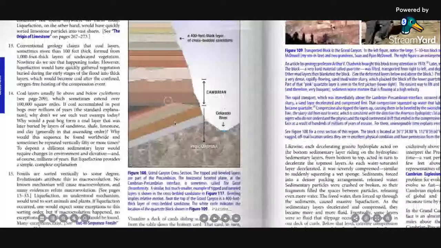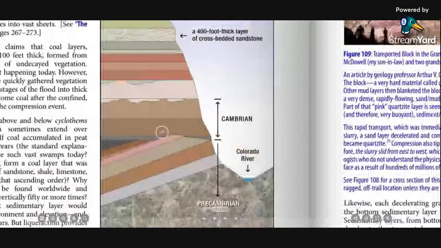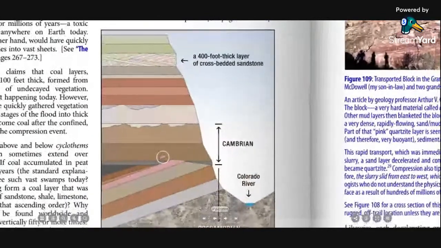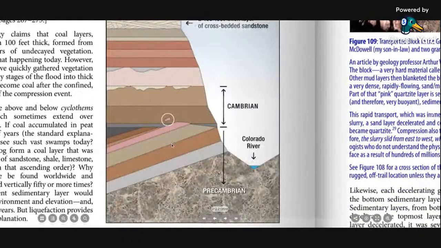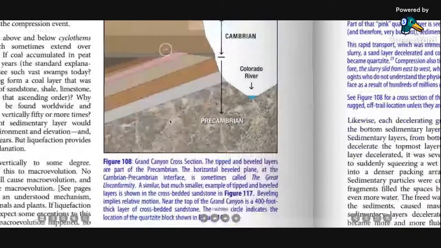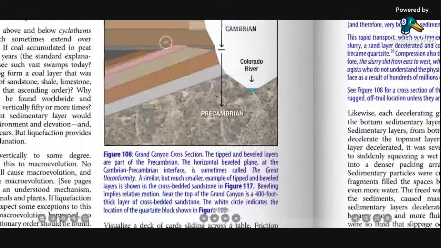Figure 108. 400-foot cross-bedded sandstone, Cambrian, Precambrian. And notice the block. Grand Canyon cross-section. The tipped and beveled layers are part of the Precambrian. The horizontal beveled plane at the Precambrian interface is sometimes called the Great Unconformity. A similar but much smaller example of tipped and beveled layers is shown in the cross-bedded sandstone in figure 117.